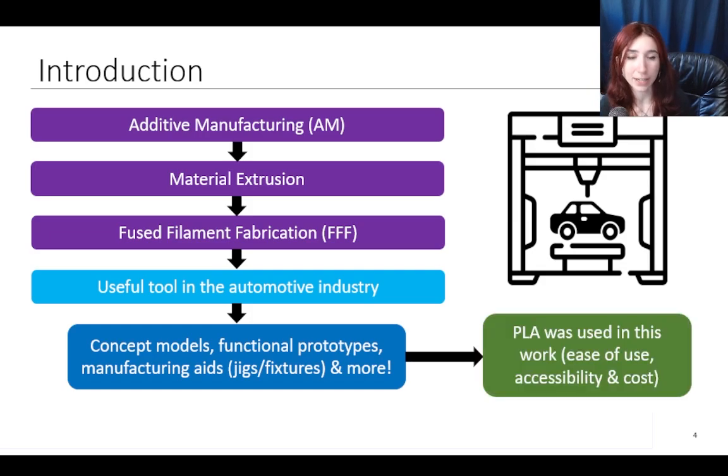In this work, instead of using those expensive high-temperature materials, we used a cheaper and more accessible material like PLA to explore process parameters and how they would affect tensile strength. That way, we could replicate those same experiments, or lack thereof, in those more expensive materials.